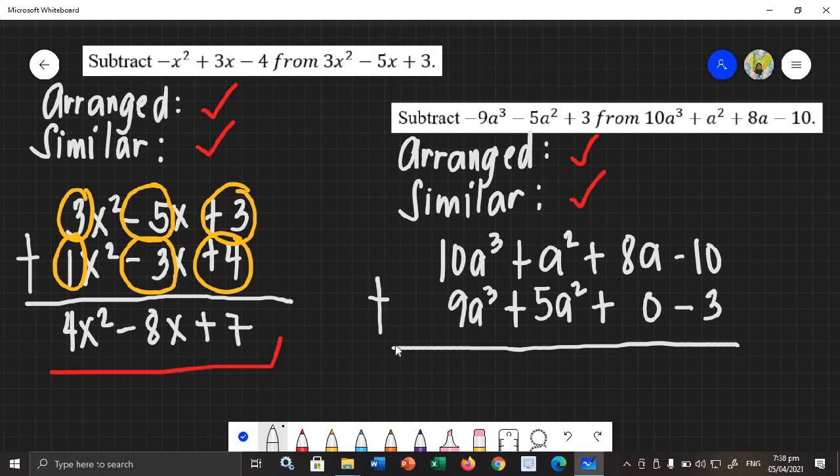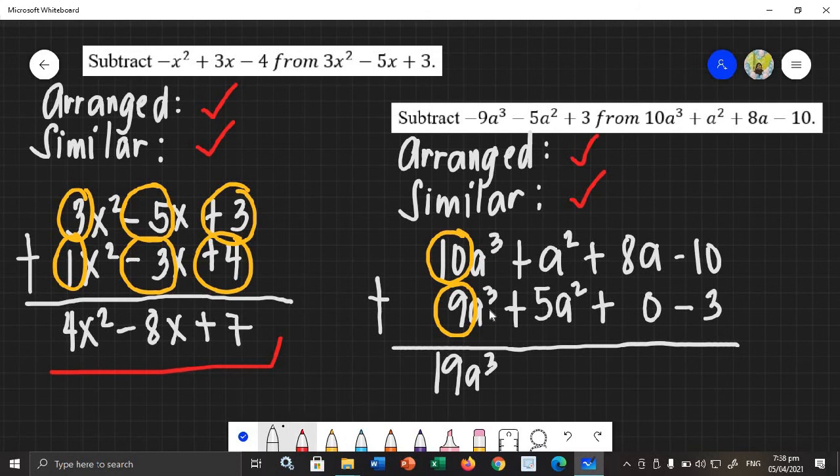Next is we need to change the operation. So, magiging addition yung operation. Now, we will add the numerical coefficients. So here, add natin si 10 and 9. The answer is 19. And then copy the literal coefficient. The answer is a raised to the third.